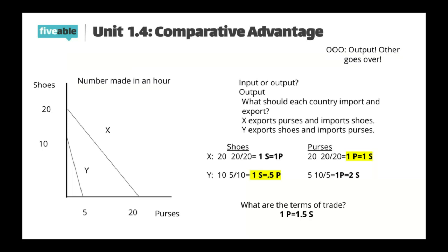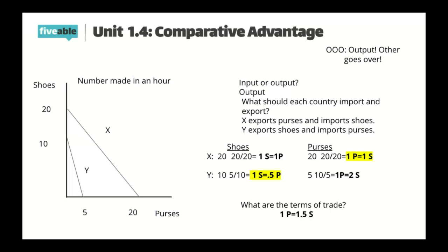Let me back up. Comparative advantage: in this situation, country X has comparative advantage with purses. I didn't point this out and I should have, my apologies. If they have comparative advantage in purses, then they should only produce purses, export purses, and import shoes from country Y. Likewise, since country Y has comparative advantage with shoes, it's just less opportunity cost, they should only produce shoes and then import purses from country X while exporting shoes to country X.